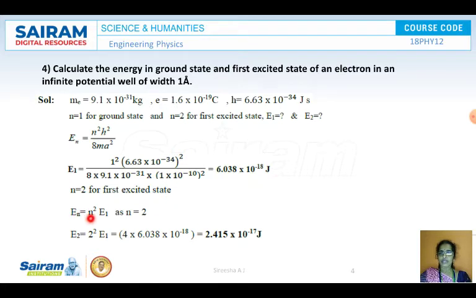Here En is equal to n square into E1. As n is equal to 2, directly put the value of n as 2, and 2 square times E1. Since you know E1, you can find out the value of E2 directly from this formula, because En and E1 are related in this way: En is equal to n square into E1. Substitute n is equal to 2, you will be getting the first excited state E2 as 2.412 into 10 to the power of minus 17 joules. You can multiply E1 into 4 because 2 square is nothing but 4.